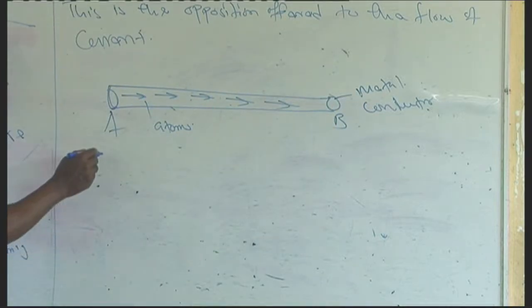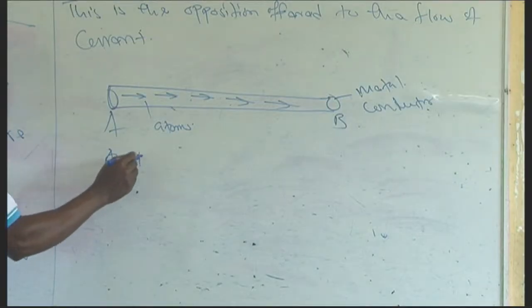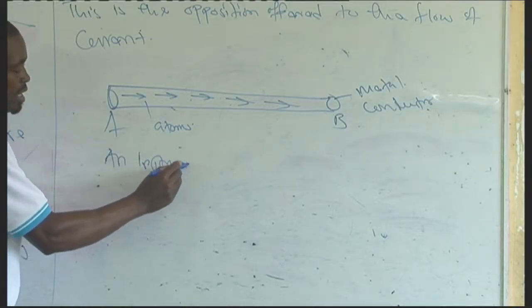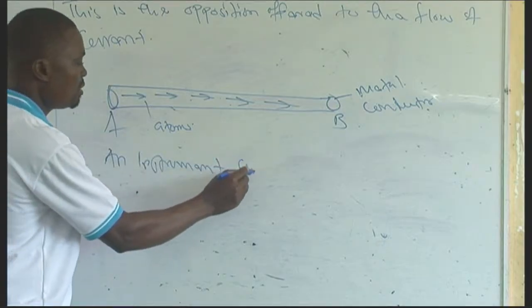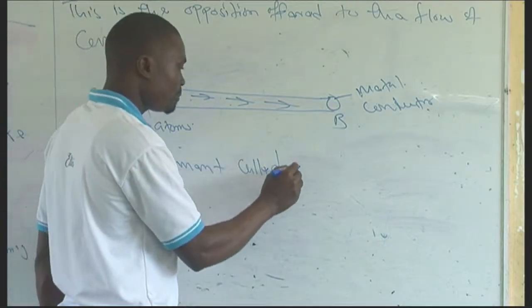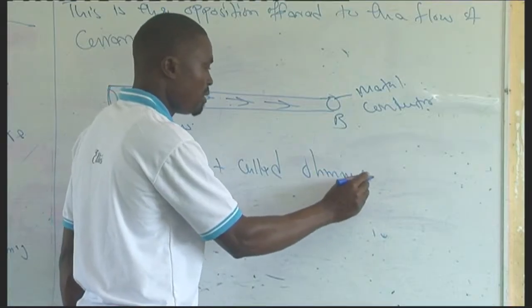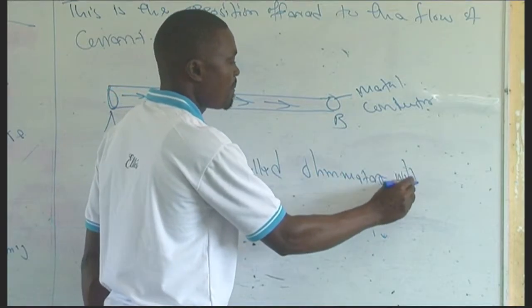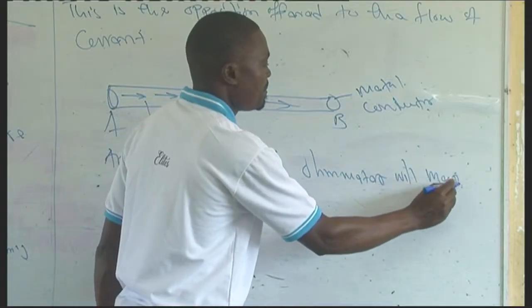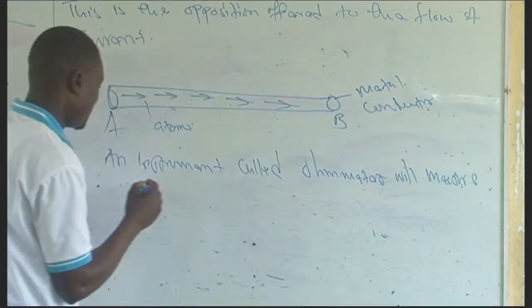Now, for us to know the resistance of a particular material, we may require an instrument. We may use an instrument called an ohmmeter. This ohmmeter will measure the resistance.